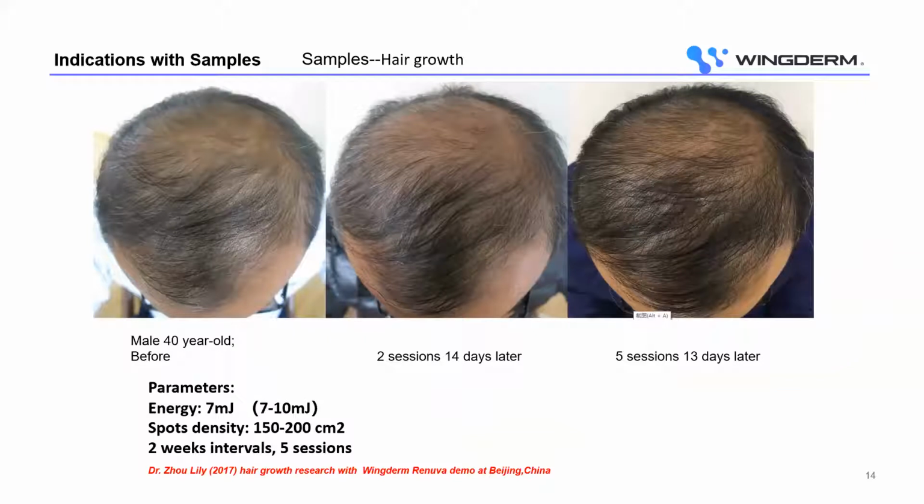This one is what wingderm did with our Renuva for the hair growth, with the parameters at 7 mJ, sparse density at 150 to 200 per square centimeter, with 2 weeks intervals and 5 sessions. From these photos, you can see the result at 13 days after the 5th session.